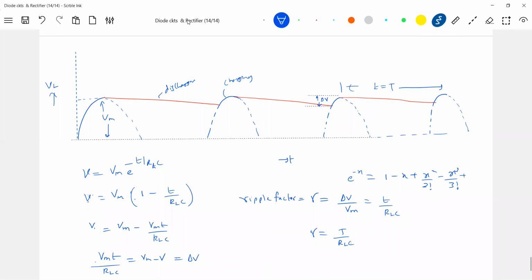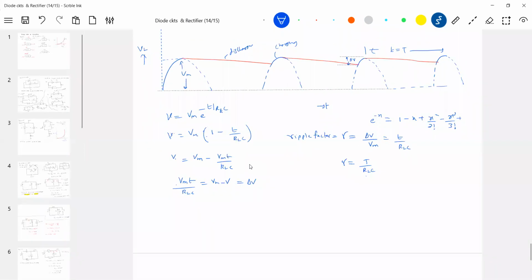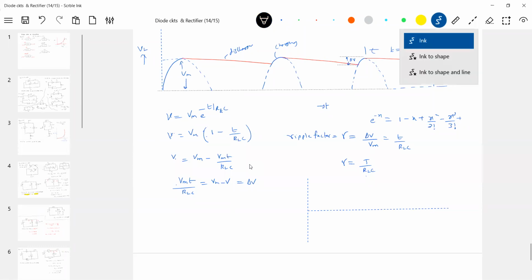C is fixed here. So RL, shall I increase? Yes. As I keep on increasing the load, we'll get an almost horizontal line. So for higher values of RL, gamma will be minimized. If gamma gets minimized, it means the ripple gets minimized. If the ripple gets minimized, it means no fluctuation, and that is the required DC voltage. So for higher values of RL, the signal will look like this. Almost it will be a straight line.